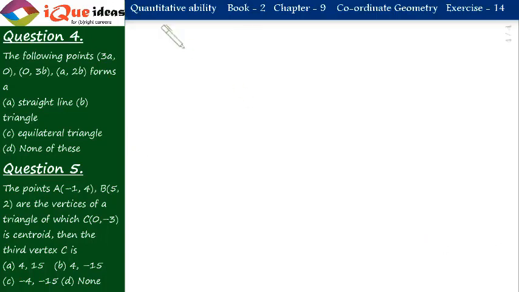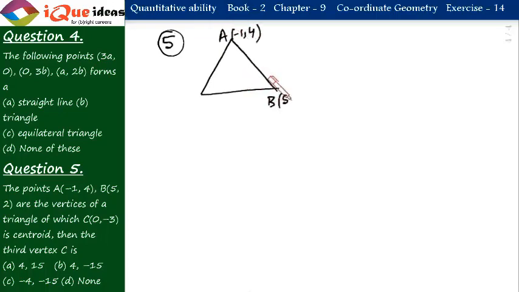Now let's take up the next question, question number 5. Question number 5 says points A (minus 1, 4), B (5, 2) are the vertices of the triangle whose centroid is C (0, minus 3). Okay. So let's take it like this. A is (minus 1, 4), B coordinates are (5, 2), and let's take another point D with coordinates (alpha, beta), and centroid C is given as (0, minus 3).